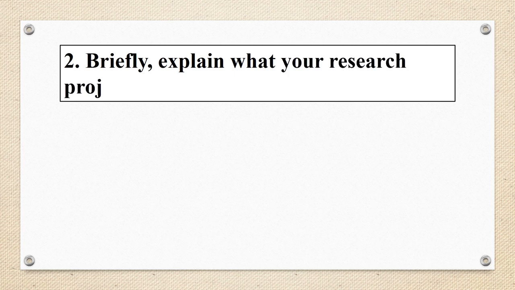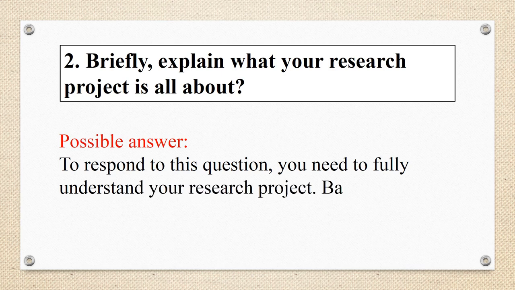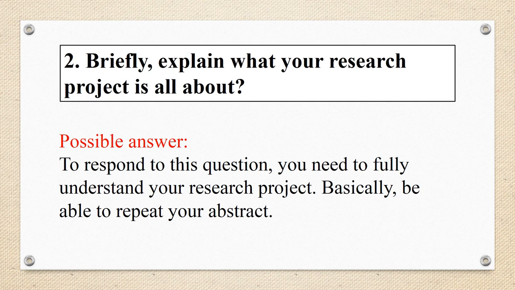The second question is, briefly explain what your research project is all about. The possible answer is, to respond to this question, you need to fully understand your research project. Basically, be able to repeat your abstract. You should tell them what your research problem is, what the variables are, what methodology you are going to use, what the results or findings are, and what the recommendations are. So in simple words, you should be able to tell them about your abstract. This could be the possible answer to the question, what your project is all about.